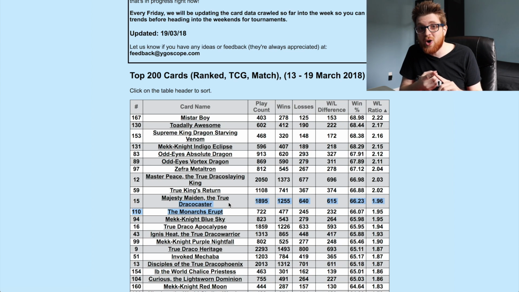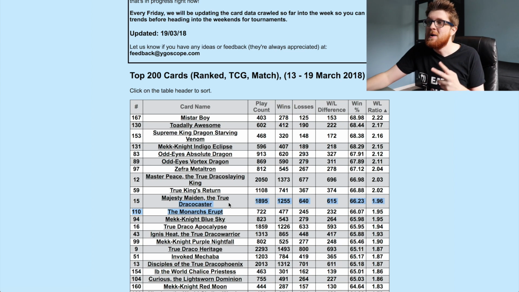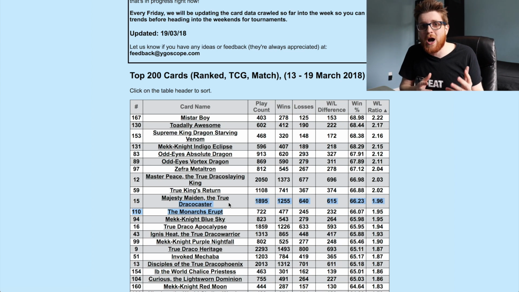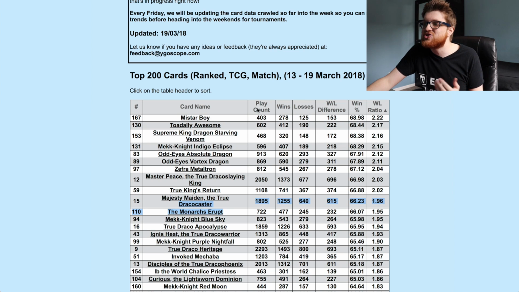So we have True Draco, we have Pendulum Magician, and then we also have Paleozoic up there. Even though it doesn't have high representation, you're wanting to compare the high win rates to the highest amount of play counts, because when it comes to stuff like the play counts for Totally Awesome and Mr. Boy, they're a little bit of an exemption because they're not being played as much as the other cards, but it's something you also want to keep in mind as well.